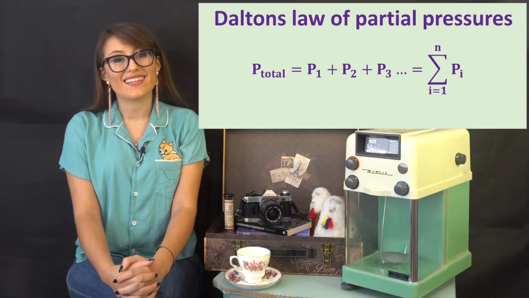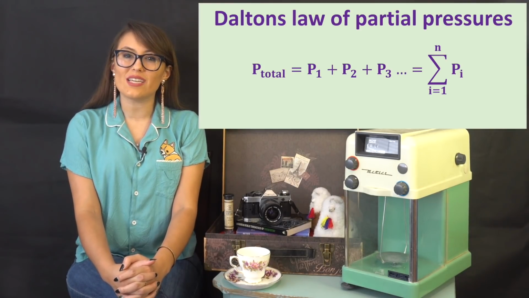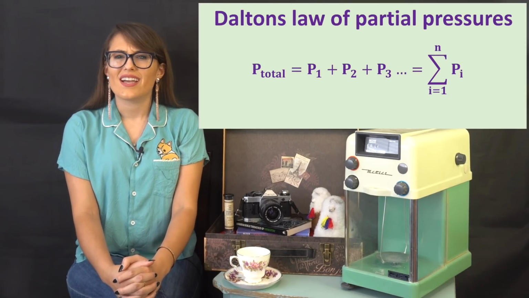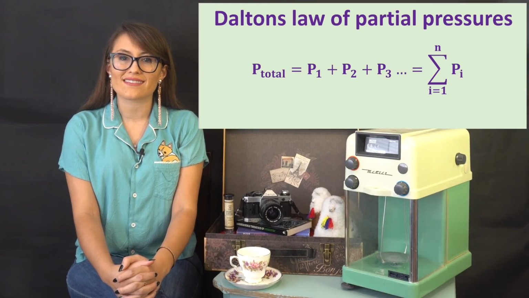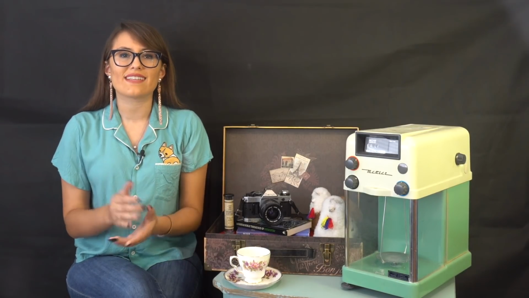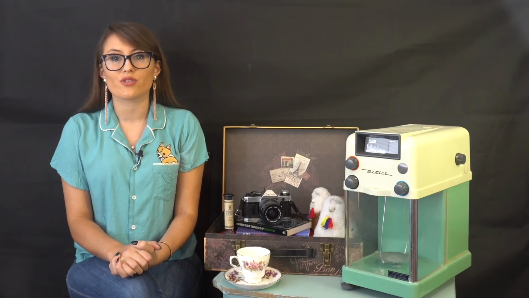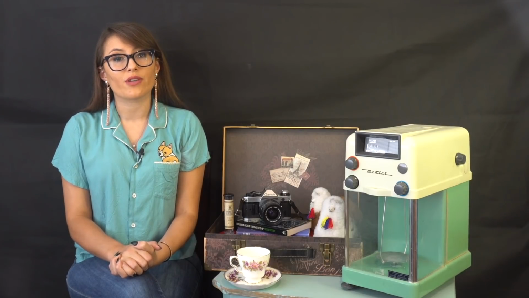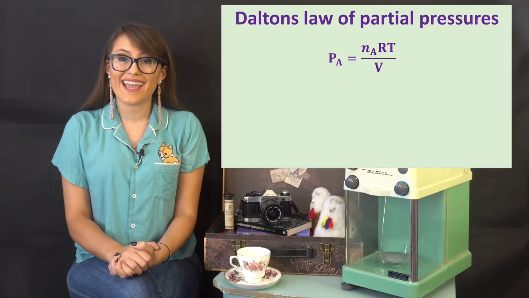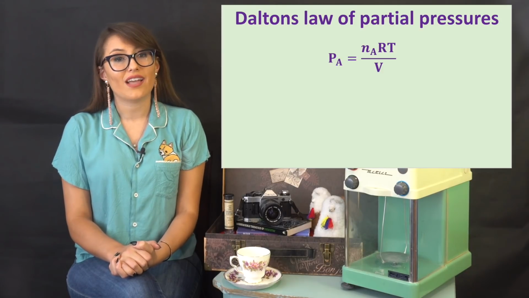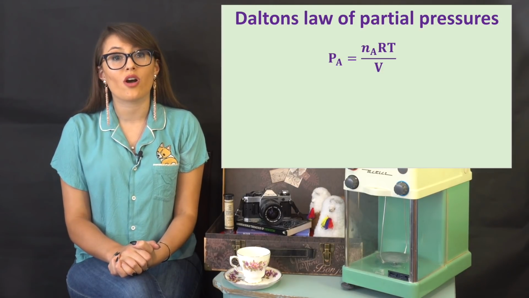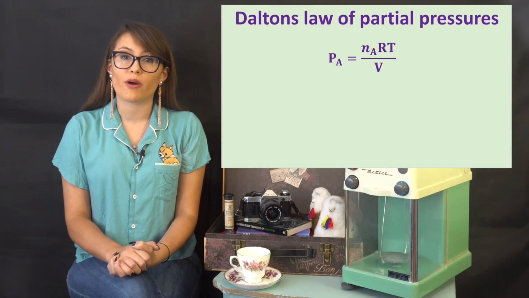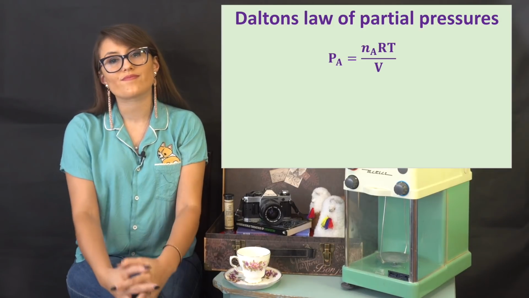The law written mathematically is as follows. The total pressure is equal to the sum of all the partial pressures of gases in a gas mixture. Let's try calculating the partial pressure of a gas in a mixture. Imagine we have gas A and B in a container at a known temperature and volume. We can solve for the partial pressure of gas A by setting up the following expression. Pressure of gas A is equal to the moles of gas A times the gas constant times temperature, all divided by volume. As you can see, we can use the ideal gas law to solve for the partial pressure of a gas in a mixture.